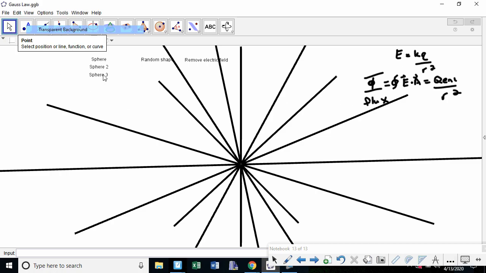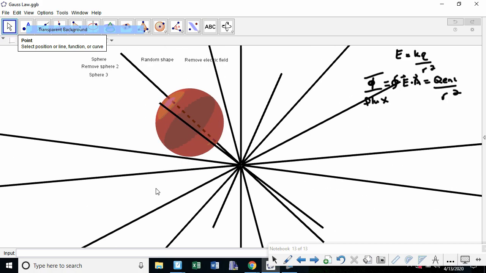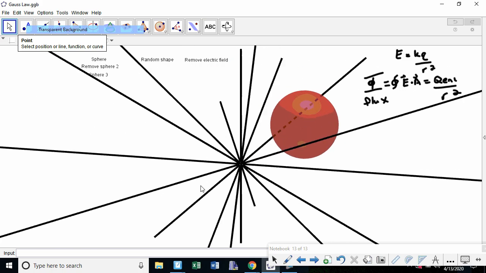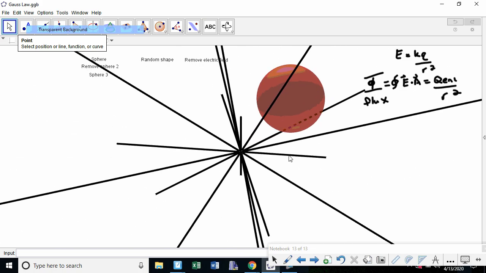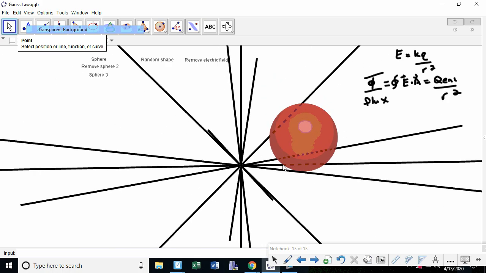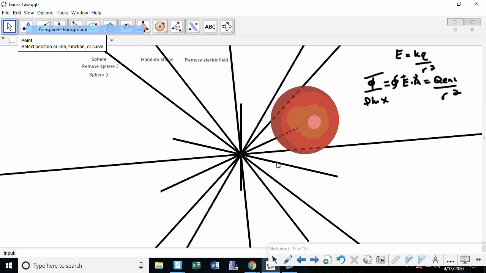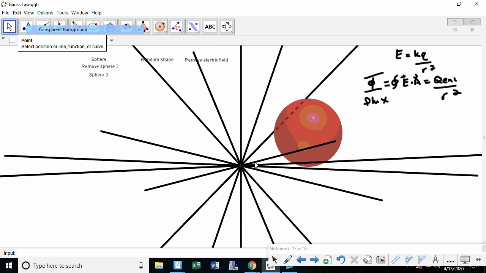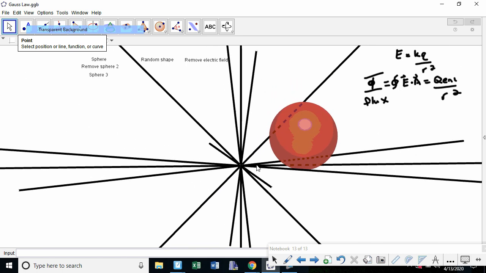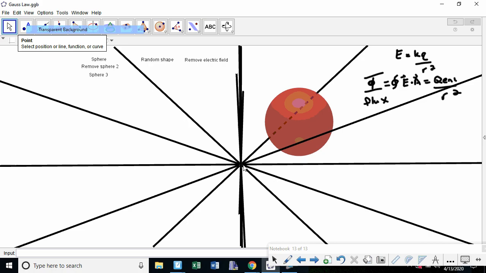So the first thing I'll do is a sphere that is outside of my charge. Okay, so what I've done right now is I've drawn a Gaussian shape. And there's nothing wrong with what I've done, but I've drawn a pretty silly Gaussian shape, something that's not going to help me find the electric field due to the point charge. And the reason is I haven't captured the charge in my shape.